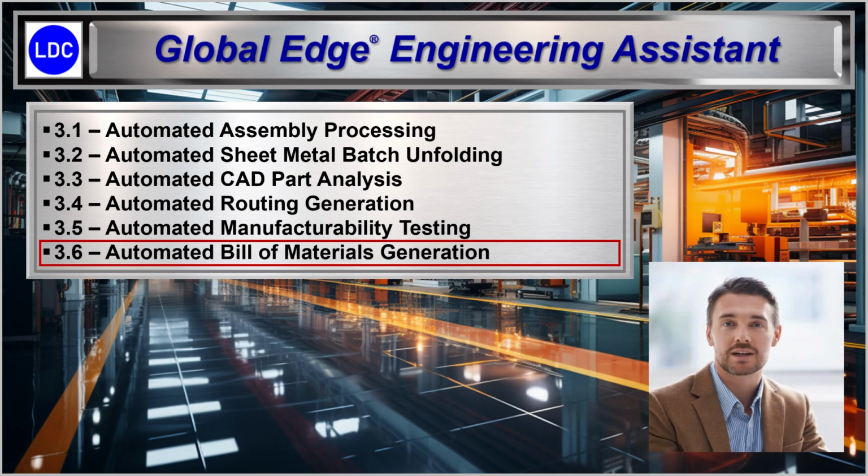Step 3.6 enables automated bill of materials generation by combining automated CAD part analysis with automated routing generation, producing a complete manufacturing bill of materials that is ready for integration with your MES or scheduling software.